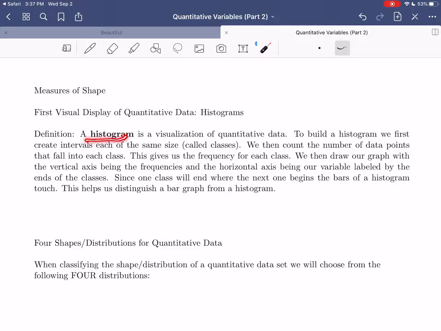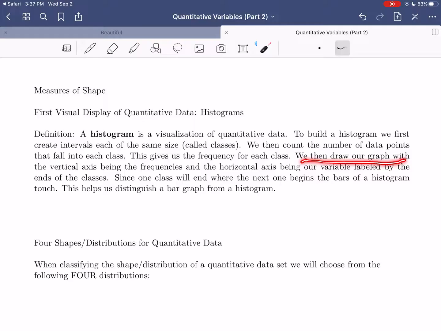A histogram is a visualization of quantitative data. So again, a histogram is exclusively used for quantitative data. Just like bar graphs and pie charts are exclusively used for categorical data, a histogram is exclusively used for quantitative data. To build a histogram, we first create intervals that are each of the same size. We call these intervals classes. We then count the number of data points that fall into each class. So we basically make some intervals, some ranges of numbers, and then we count how many data points fall into each of those intervals. This gives us the frequency for each class.